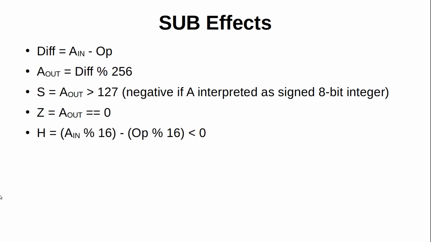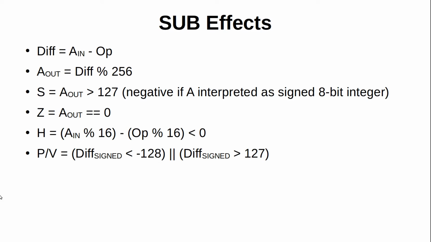The H bit will be set if the difference between the lower nibbles is negative, requiring a borrow from the upper nibble. PV is overflow again, with the bit being set if the signed difference is below negative 128 or above 127. N will always be set, letting you know the subtraction happened. And finally, the C bit will be set when the unsigned difference is negative, which could require a borrow in a subsequent operation, or act as the sign bit for a 9-bit 2's complement number.